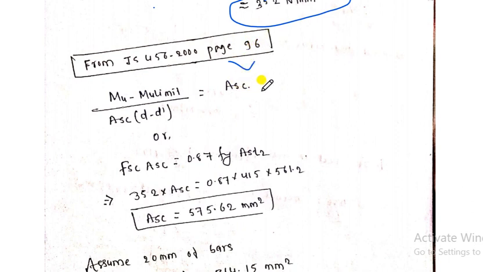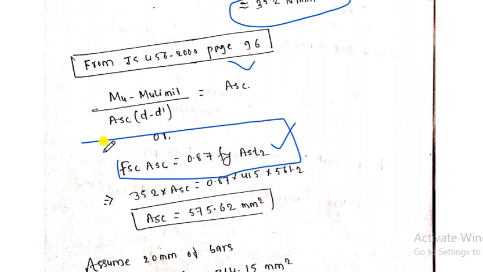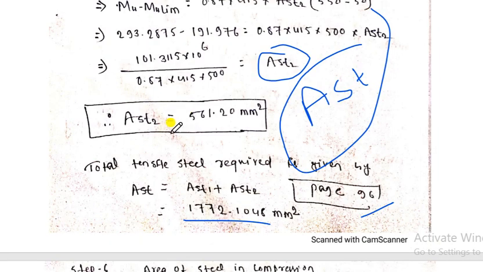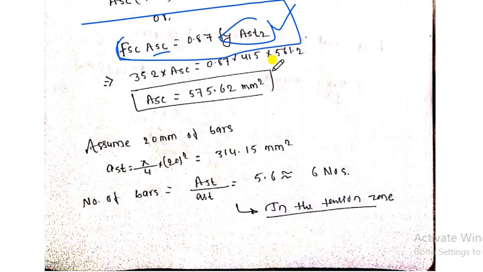For calculating ASC you can use this formula or the other one; it depends on you, both formulas give the same answer. The other formula is FSC into ASC equals 0.87 FY AST2. FSC we have already calculated above, that is 352. ASC we need to calculate. 0.87 into FY 415, and AST2 we have already calculated, so we just substitute it there, 562. So from here ASC comes to 575.67. This is the area of steel in the compression zone.